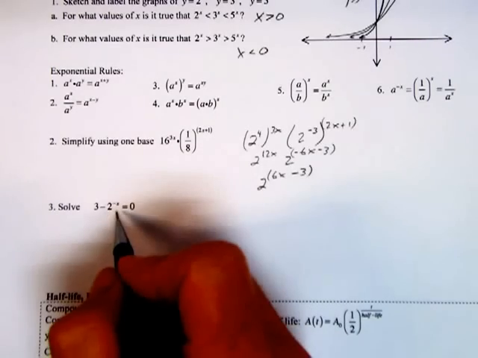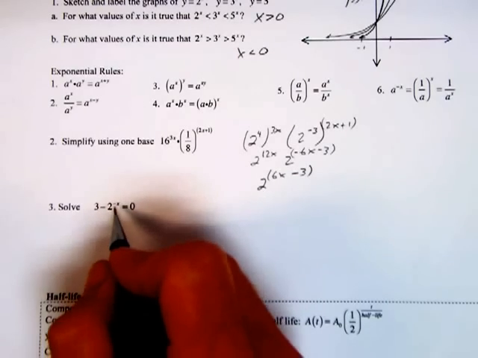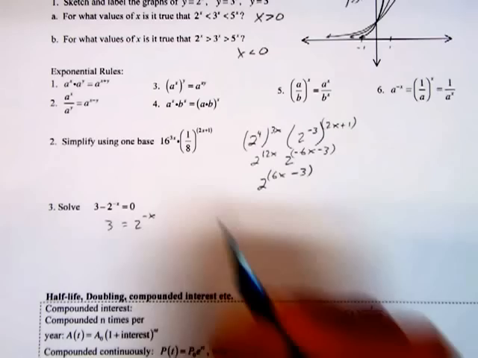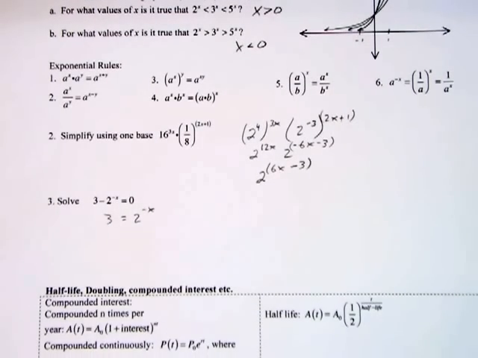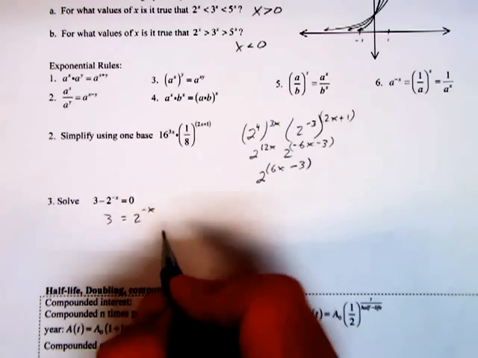We want to isolate the 2 to the x part. In this case, 2 to the negative x, so let's move it to the other side. So we have 2 to the negative x equals 3. We can take the log of both sides.